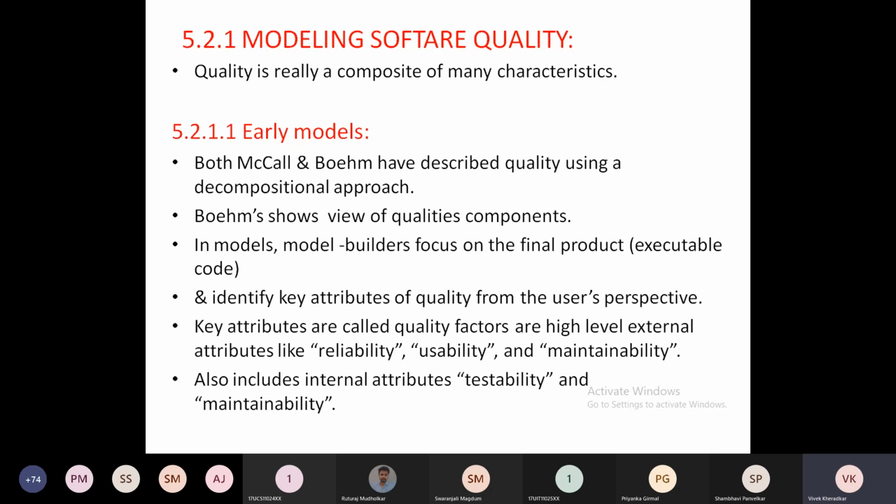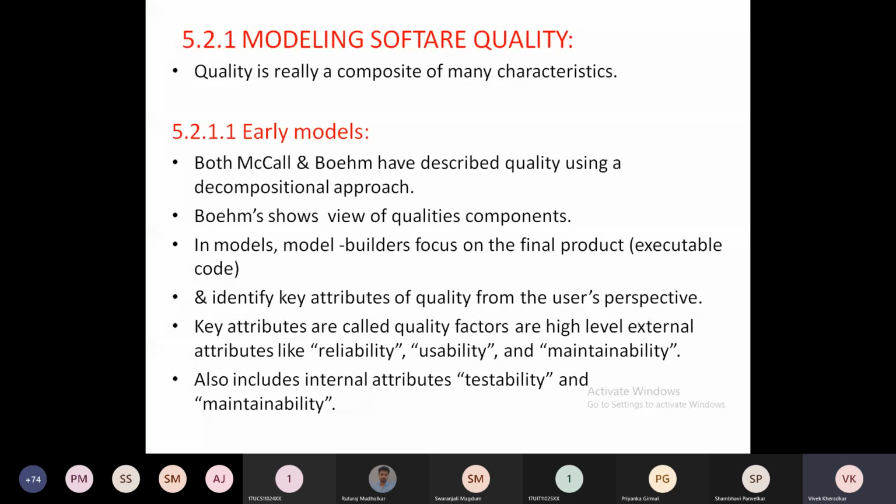In this model, software quality measurement is described by the decomposition approach. What is a decomposition approach? Outside the user view, we have quality as a measurement, but there are lots of components on which quality depends. So this model views which components or qualities it depends on. They have used the approach called model builder focus on the final product. So whatever product is developed, they use this model builder focus.